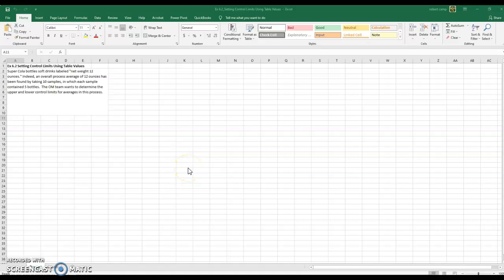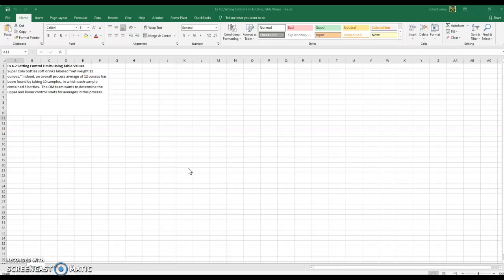So in this example, we're going to take a look at putting together an X-bar chart where we don't know what the standard deviation of the process is. And so what we're going to do from there is we're going to use the table.